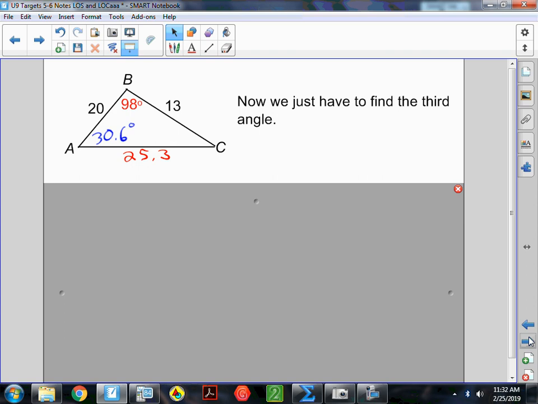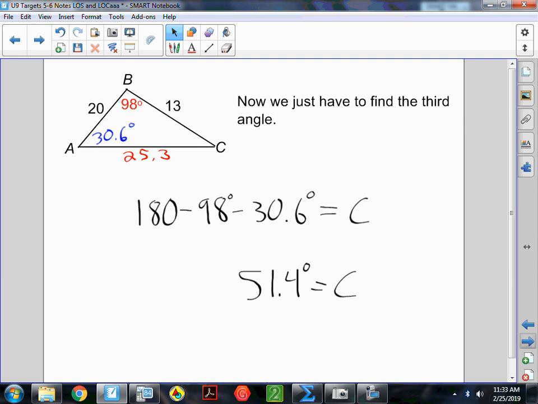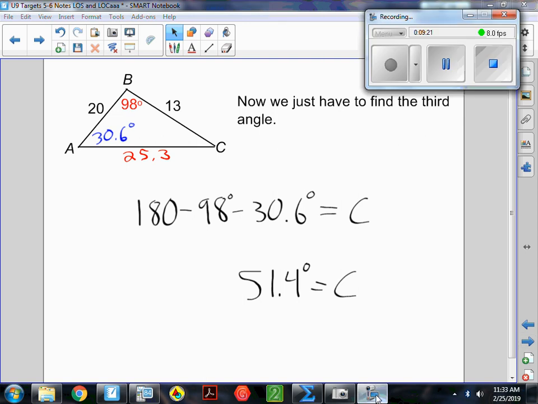So I have 98 degrees, I have 30.6 degrees. We just have to find the third angle. We can do that by adding them up, subtracting from 180, or subtracting each one from 180 separately. C is 51.4 degrees, and that is an example of the law of cosines. I could go through the other examples, but this is already a pretty long video, so we're going to stop there, and you can go back and watch the law of cosines.